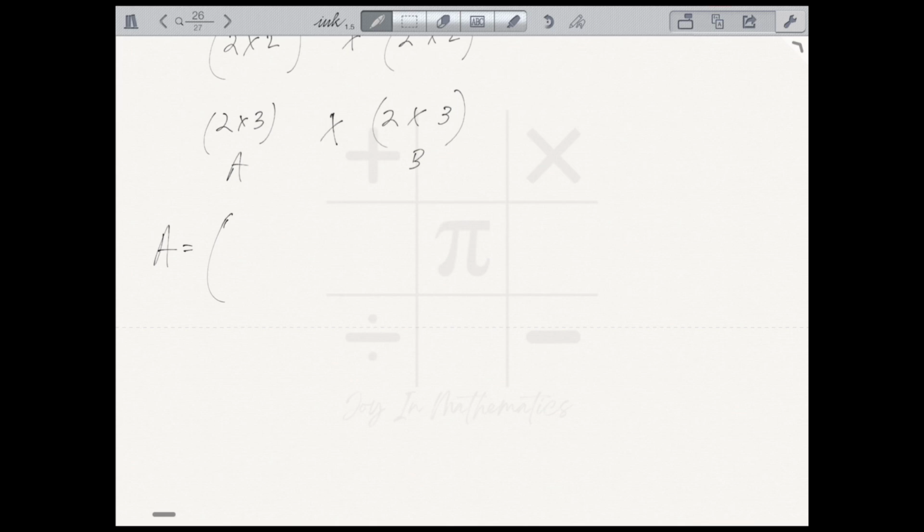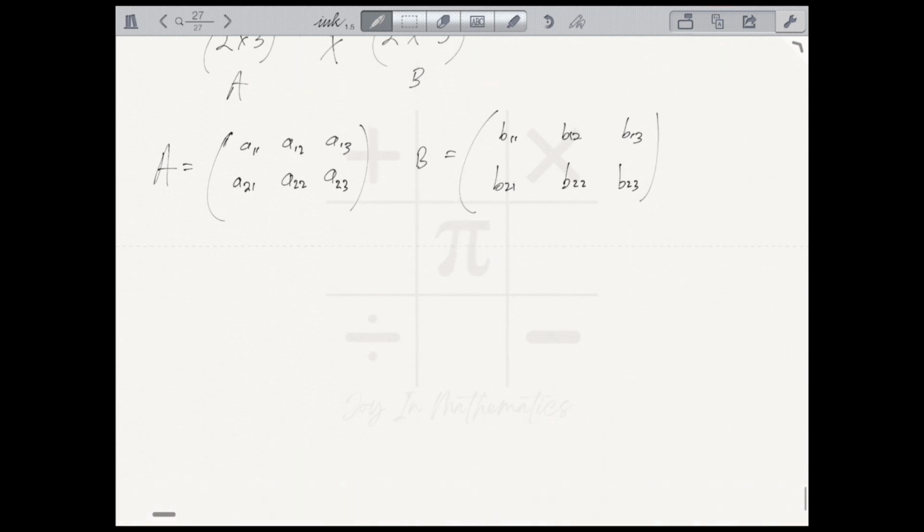So we have A to be a 2 by 3 matrix. So let's say it is A11, A12, A13, and A21, A22, A23. And we have B, which is also a 2 by 3 matrix. It should be B11, B12, B13, B21, B22, and B23.